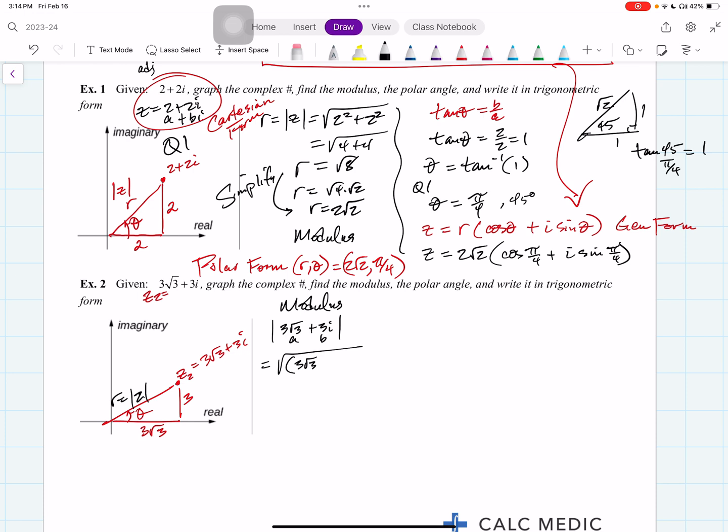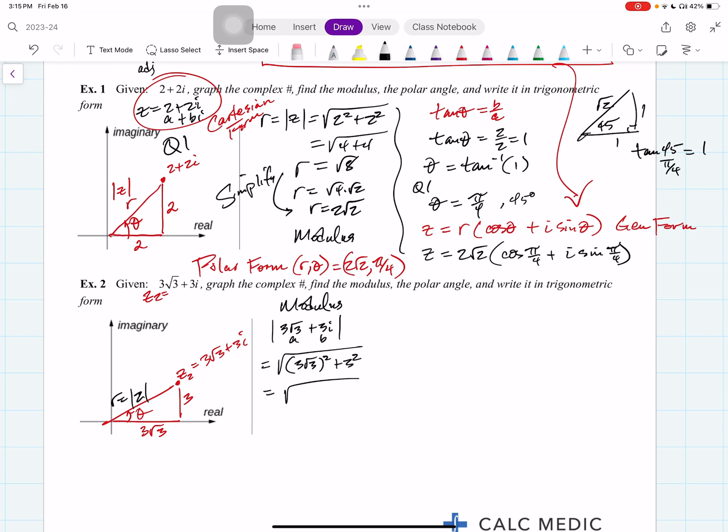So you've got to take the 3 root 3 and square it, plus 3 squared. And again, you're only squaring the a and b, not the i. Keep that in mind. When you take 3 root 3 and square it, you square both. So 3 squared is 9. Root 3 squared is just 3. 9 times 3 is 27.